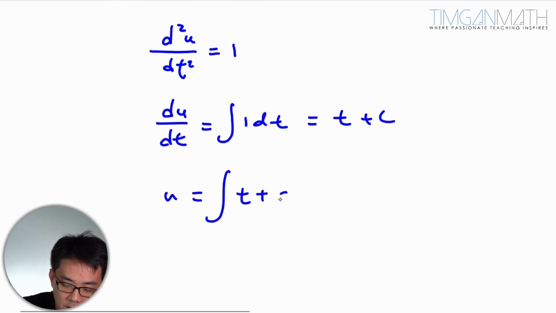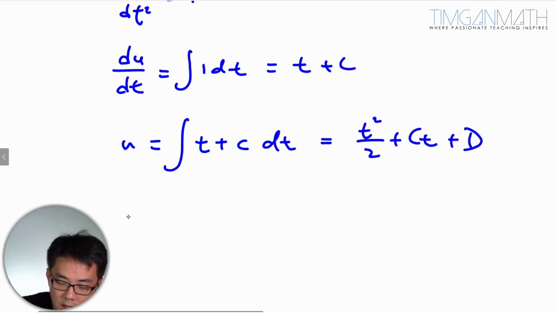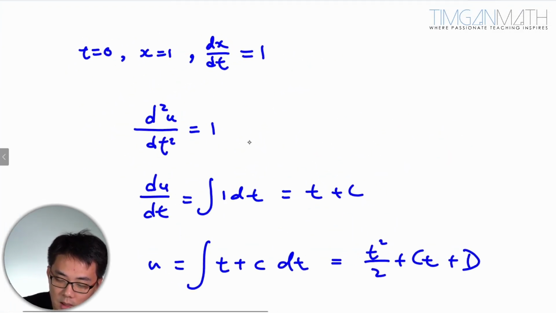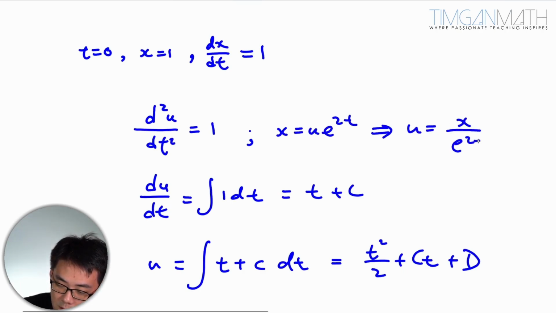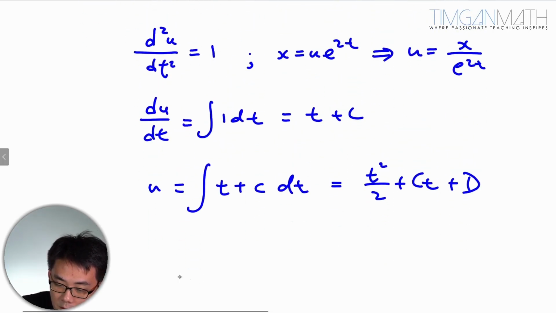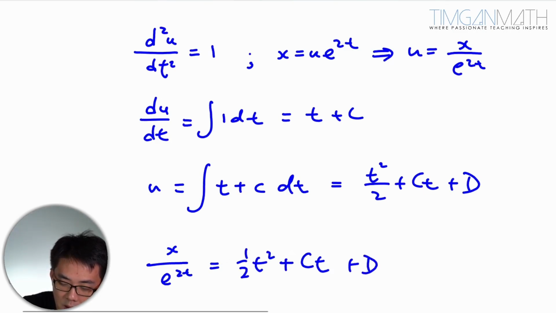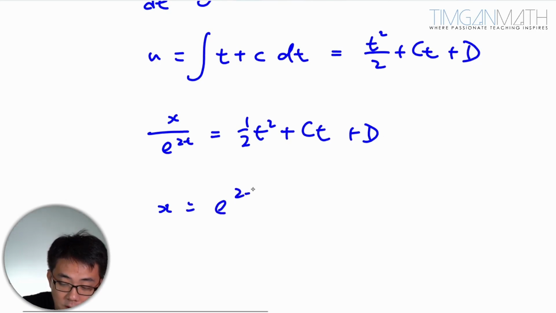integrating t plus c dt, and that will be t squared over 2 plus ct plus d. Okay, so now we have u. We know that u is because of the substitution, x equals u e^2t. So in other words, u equals x over e^2t. So this general form here, we have already solved it. We know that x over e^2t equals half t squared plus ct plus d. What we need to do now is to just go and hunt for all the different constants, right? The c and the d.